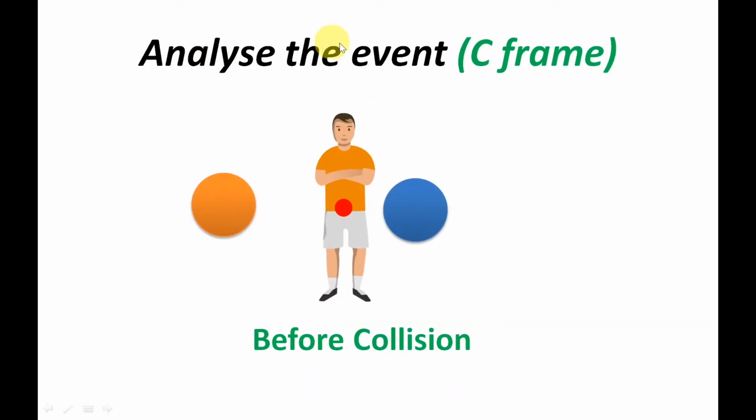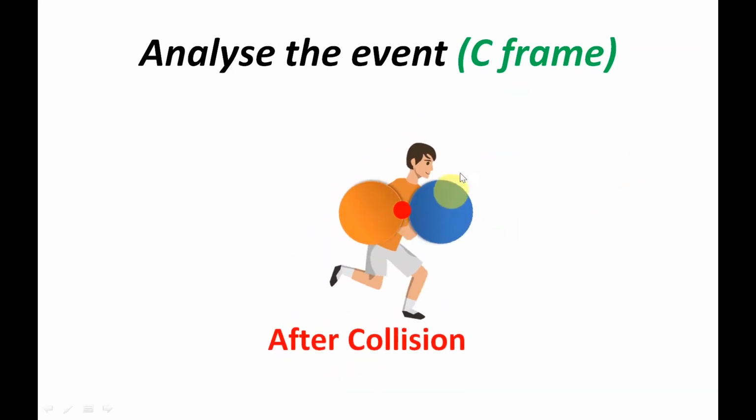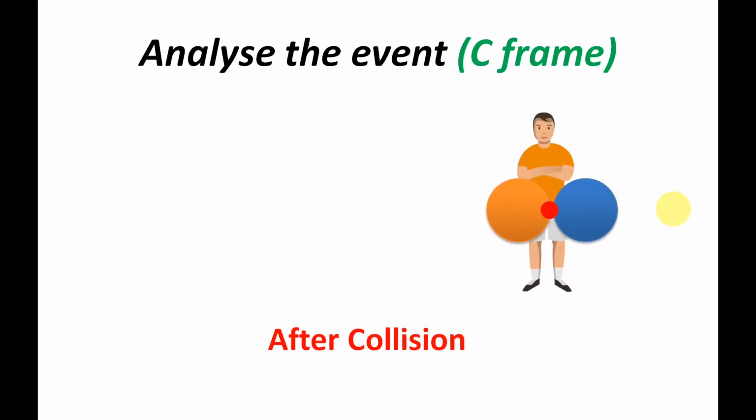We are going to analyze the event in the C frame of reference. So now this boy is standing with the center of mass, or rather, he is standing in the center of mass. Now what happens during the collision? Let's see the animation. So this is what happens during the collision.